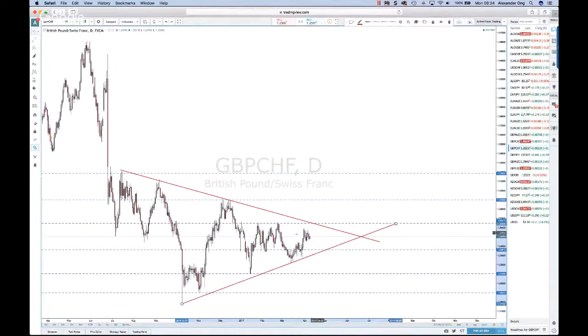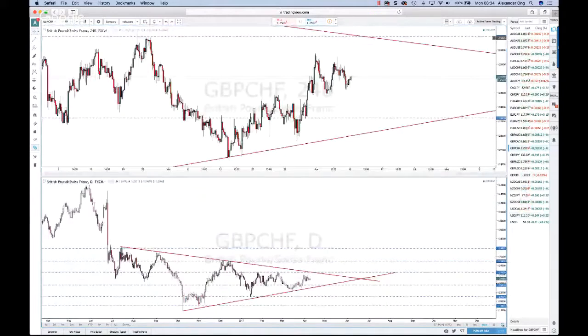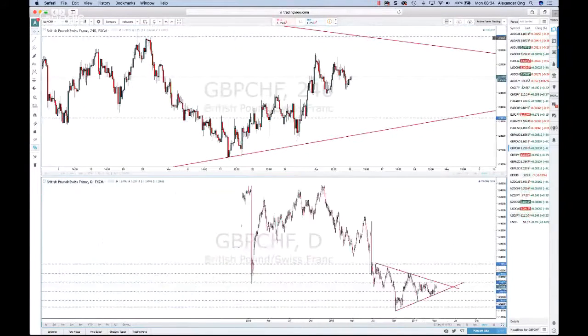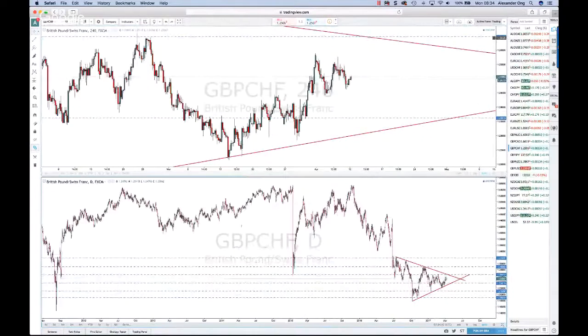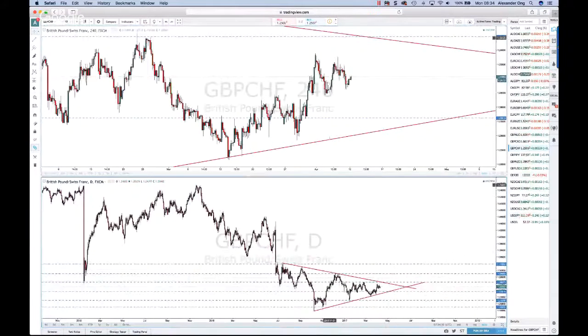Here, we're coming towards the apex of it. It's going to break out in one way or another. The question, obviously, is which way does it break? Looking at this here with the big downtrend, you might say it's more likely to break to the downside. However, this could be the beginnings of a reversal pattern. Then we get the move to the upside here.